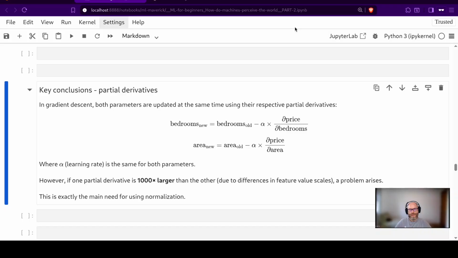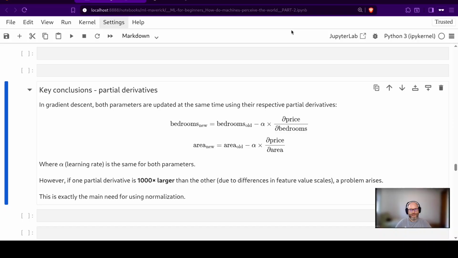Partial derivatives. In gradient descent, both parameters are updated at the same time using their respective partial derivatives. So, bedrooms new equals bedrooms old minus alpha times the partial derivative of price divided by the partial derivative of bedrooms. And the area new equals area old minus alpha times the partial derivative of price divided by the partial derivative of area, where alpha, the learning rate, is the same for both parameters.